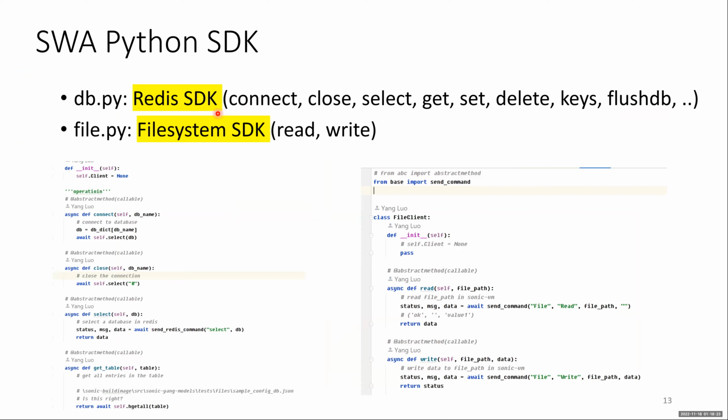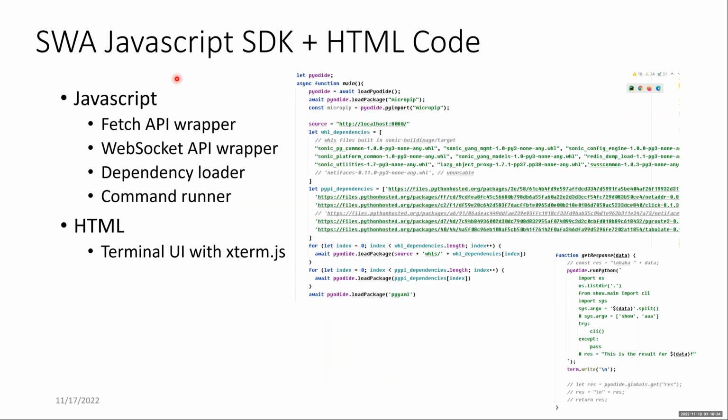So this is our Python SDK. It provides at least two modules, a Redis SDK and a file system SDK, and also other SDKs. For our JavaScript SDK, we have provided the fetch API and WebSocket API wrapper, a dependency loader, and the command runner. Also for the HTML part, we have provided the terminal UI developed with Xterm.js.